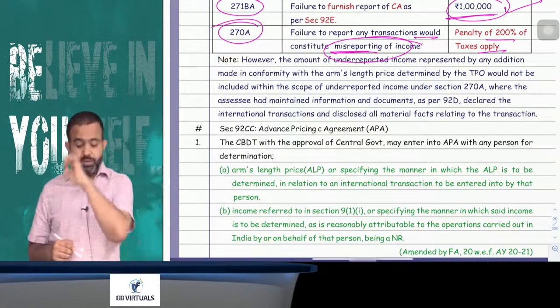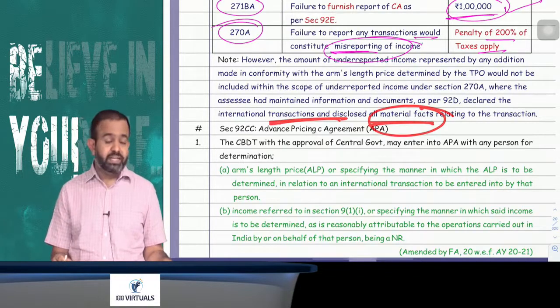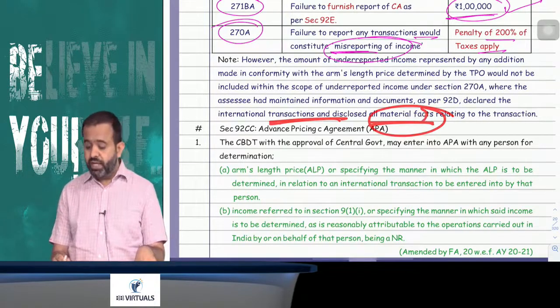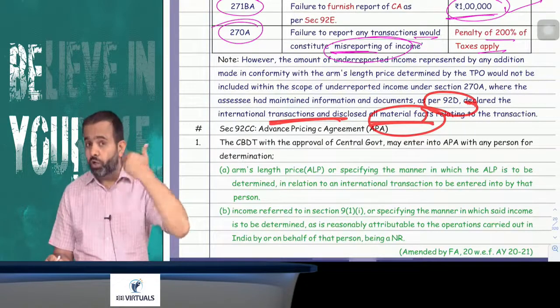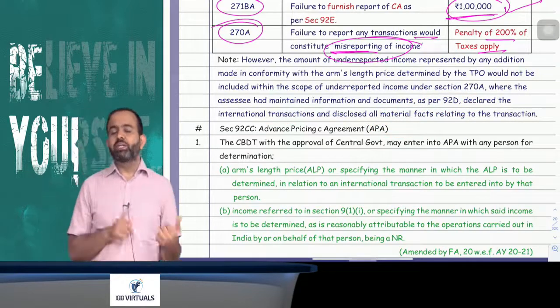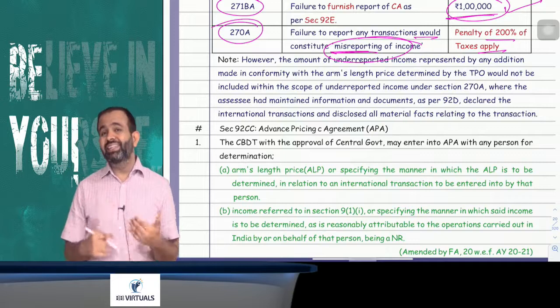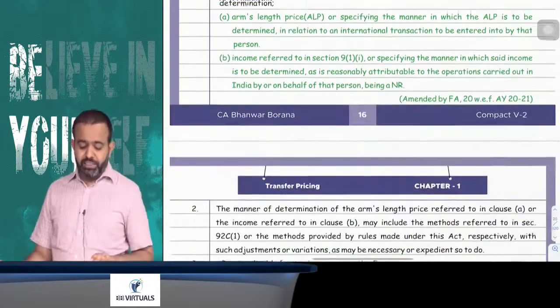Yes, but this is applicable only when the assessee discloses all material facts. The assessee already filed the TP study report, disclosed all the transactions, but due to some reason, suppose the assessee was following the CUP method, but here the TPO thinks that RPM should be applied, and in that case if income is increased, it won't be treated as underreported or misreported income. You got my point or not?